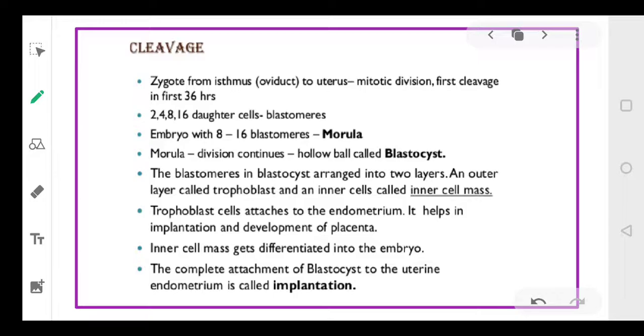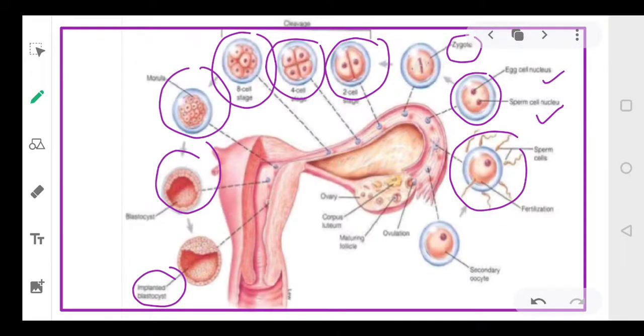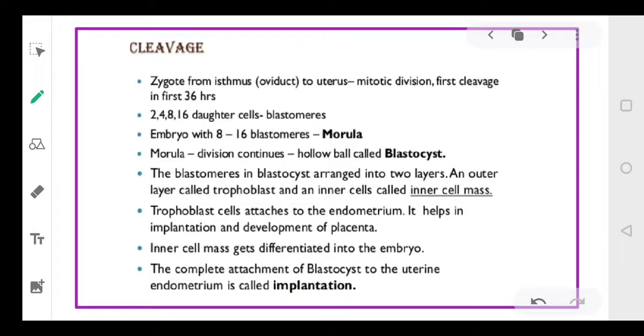Now, cleavage. As I told you in the last diagram, I showed you that the zygote will undergo division, isn't it, dear students? So this process is referred to as cleavage. The zygote, which is there in the isthmus region of the oviduct, will undergo mitotic divisions, and the first cleavage will occur within the first 36 hours. So once there is a fertilization, then within 36 hours, the first division will occur.